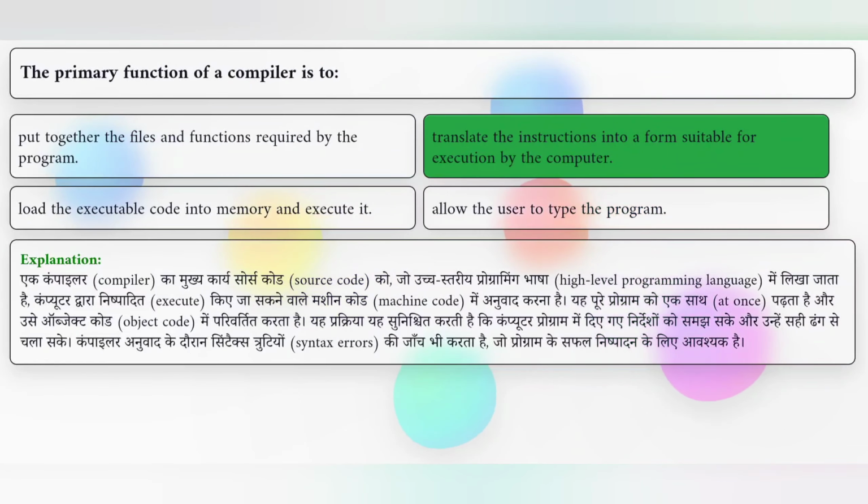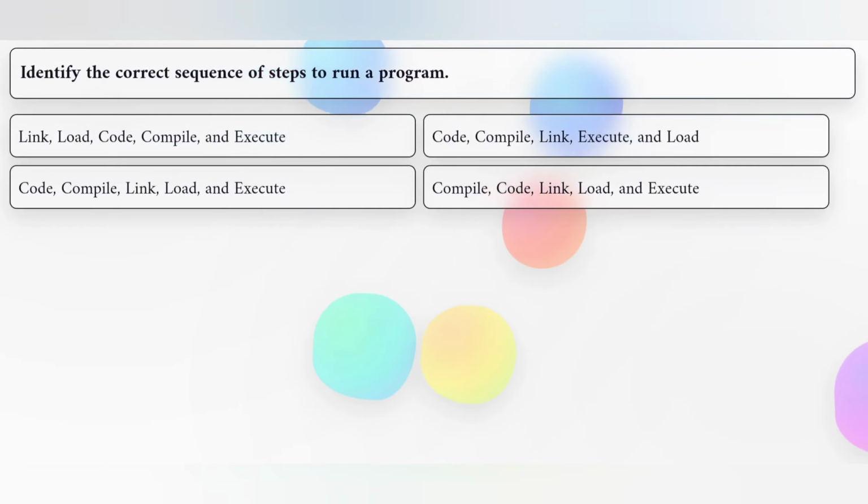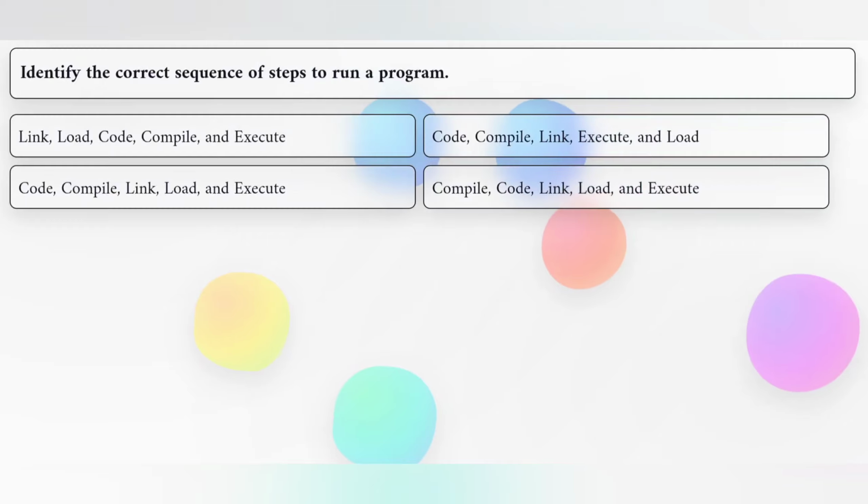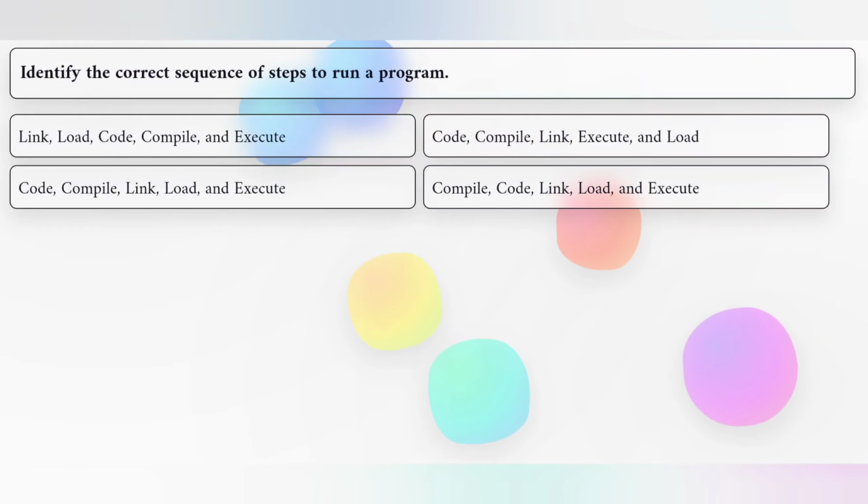Identify the correct sequence of steps to run a program. Link, load, code, compile, and execute. Code, compile, link, execute, and load. Code, compile, link, load, and execute. Compile, code, link, load, and execute.